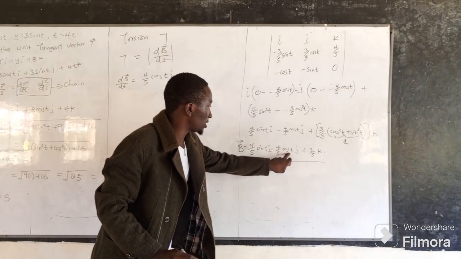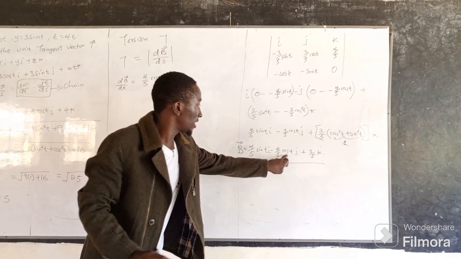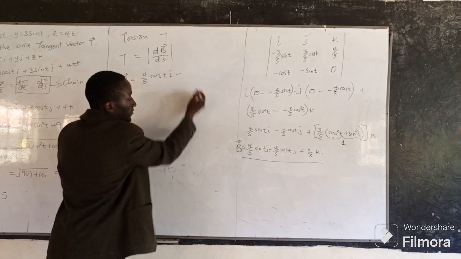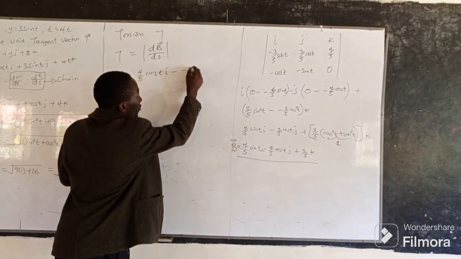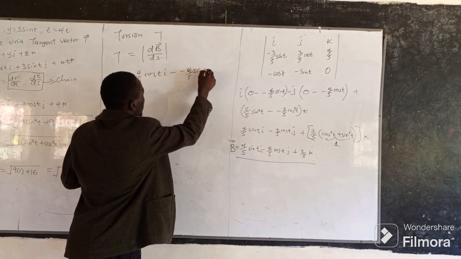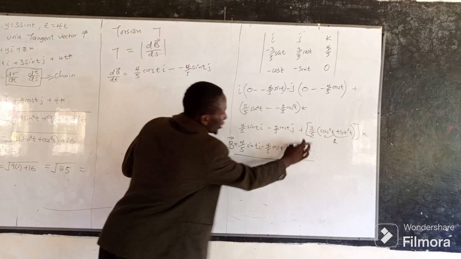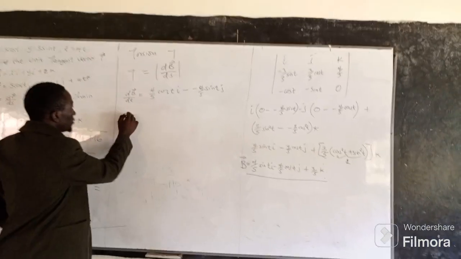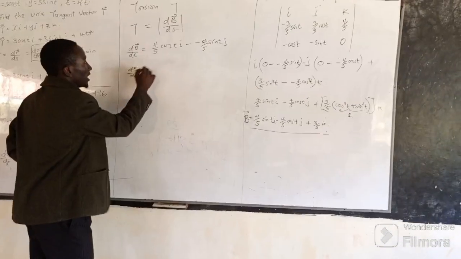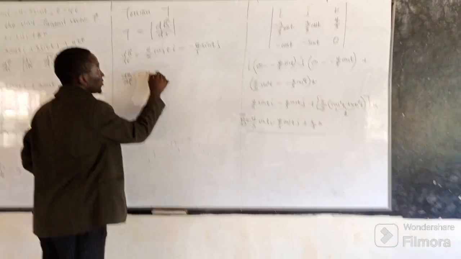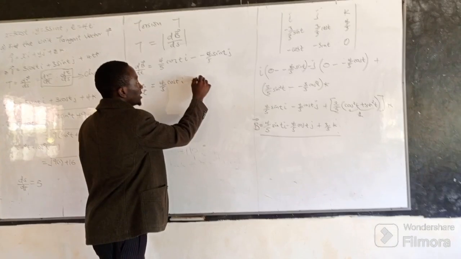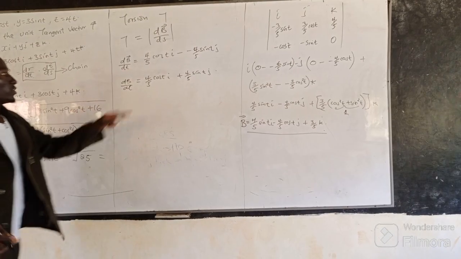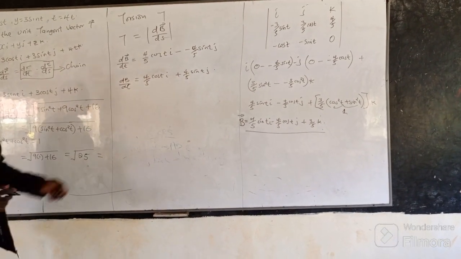Cos, I want to differentiate it to get from 4 over 5 cos t. I'll have negative, which is negatives. I have 4 over 5 sin t j. And the 3 over 5, that is a constant. If I differentiate, I get 0. Now this is my value. I'll have dB over dt as 4 over 5 cos t i plus 4 over 5 sin t j. That's my value of dB over dt.